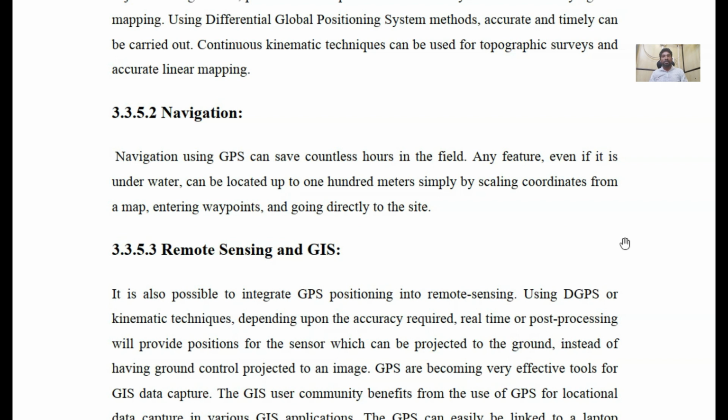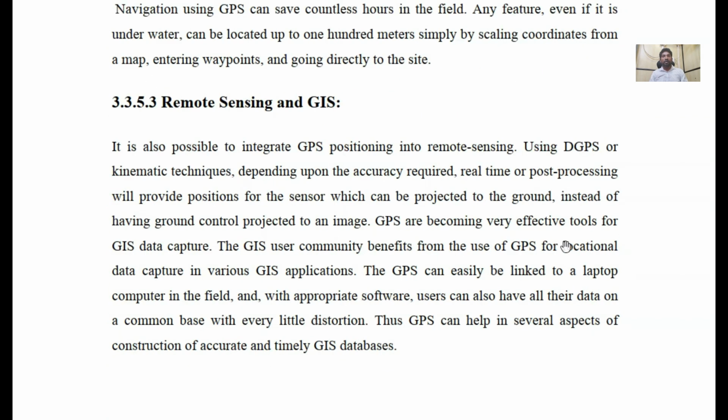Remote sensing and GIS. It's also possible to integrate GPS positioning into remote sensing using GPS kinematic technologies, depending upon the accuracy required. Real-time or post-processing will provide position for the sensor, which can be projected to the ground instead of having ground control projected to an image.